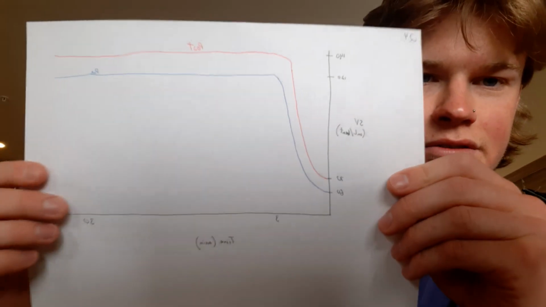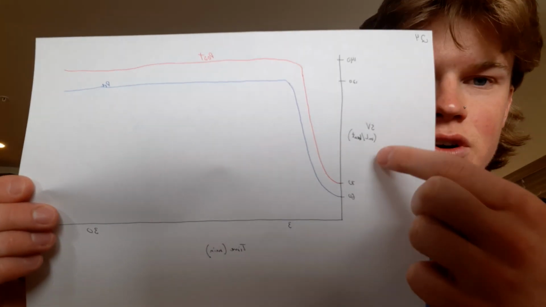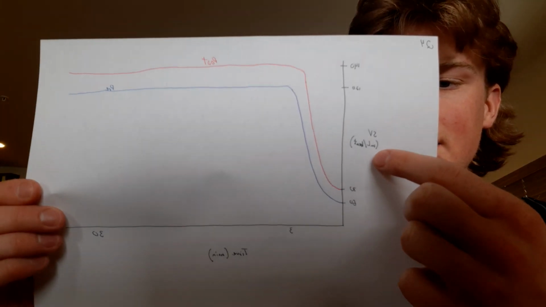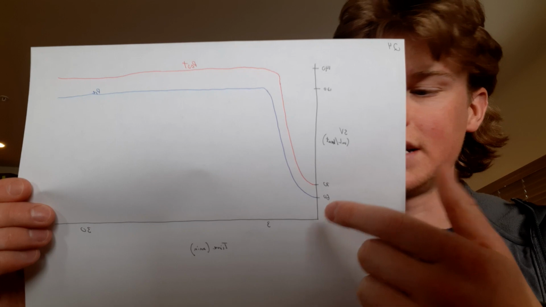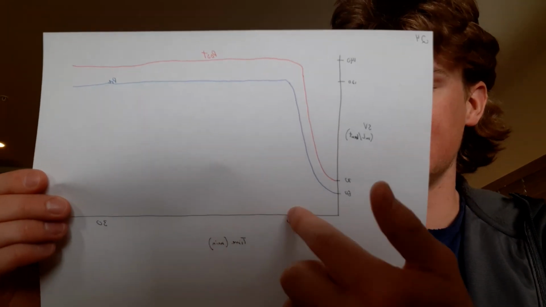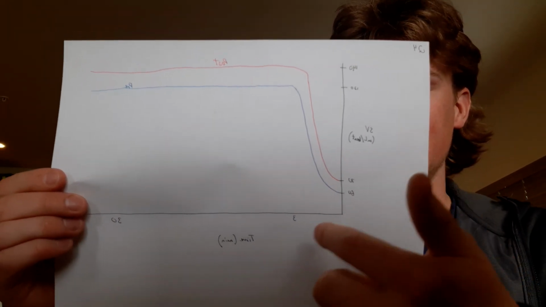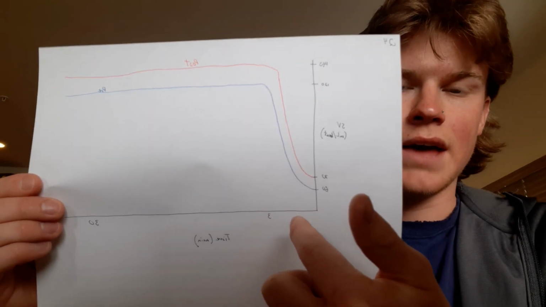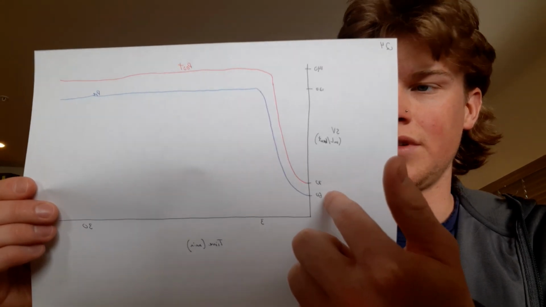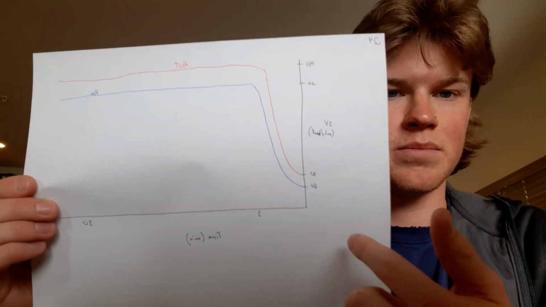So here we have stroke volume, and that is milliliters per beat. And then over here we have time in minutes. We have 3 and 30. So that's going to be where the stroke volume gets up to. And then here we have the milliliters and beats that are being pumped out.